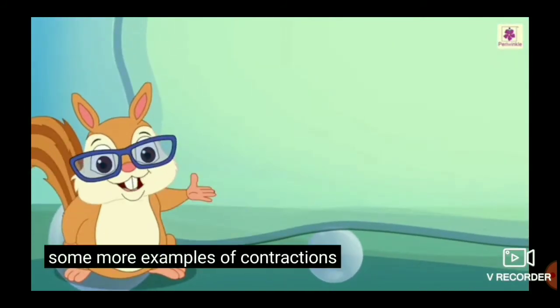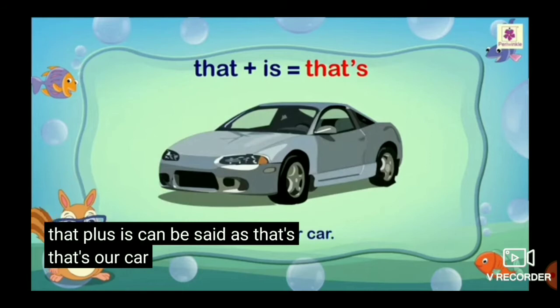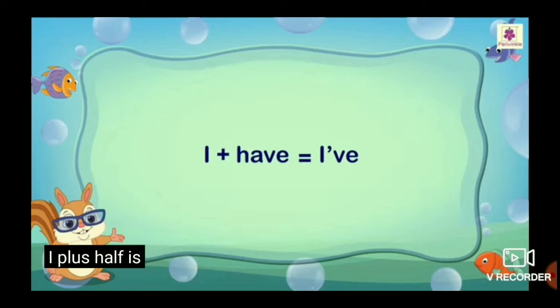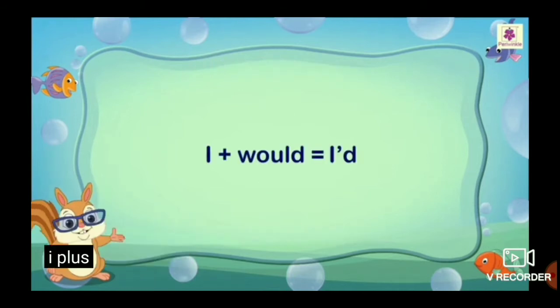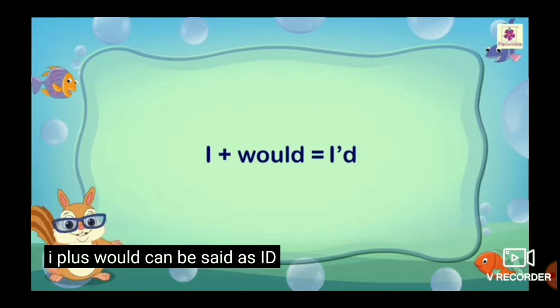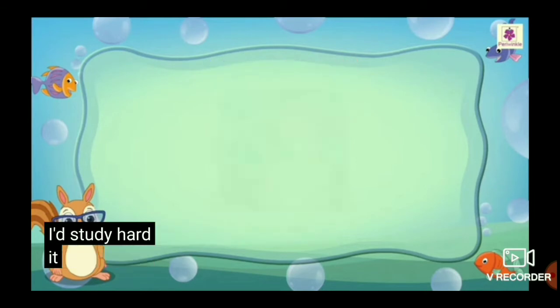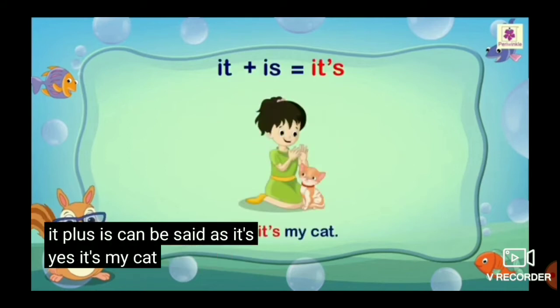Some more examples of contractions are: that plus is can be said as that's, that's our car. I plus have is equal to I've. I've got the teddy with me. I plus would can be said as I'd. I'd study hard. It plus is can be said as it's. Yes, it's my cat.